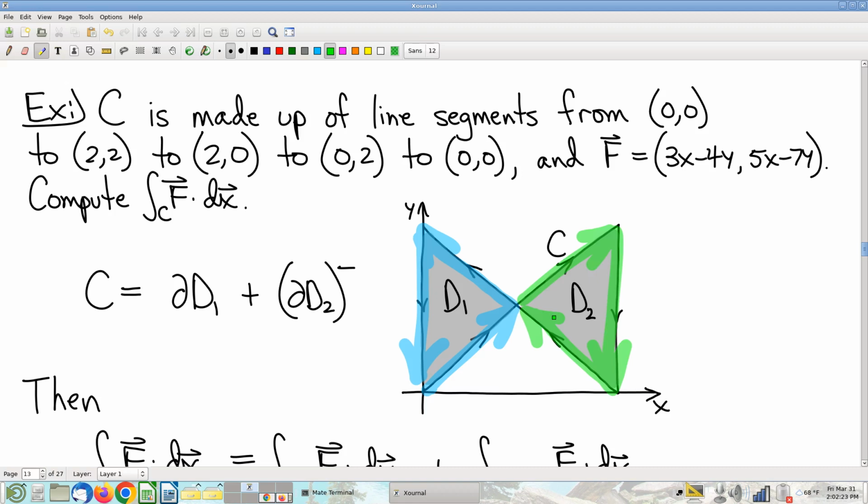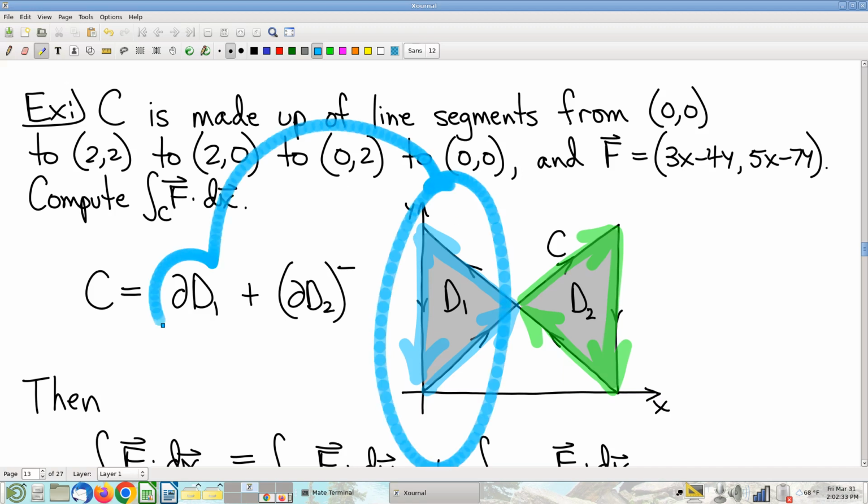And now let's look at these one at a time. What can I say about the blue curve? Well, the blue curve, happily, is exactly, wrong color. The blue curve is exactly the boundary of this region. I'll use orange, I guess. It's exactly the boundary of that region D1. Lovely. Very convenient. Is everybody with me? Notice the orientations, correct and all. All good.